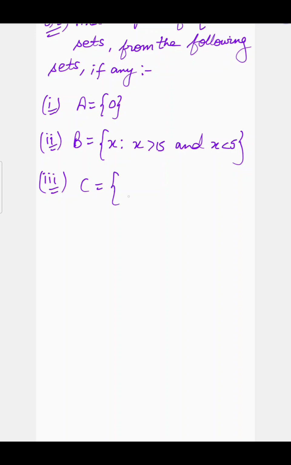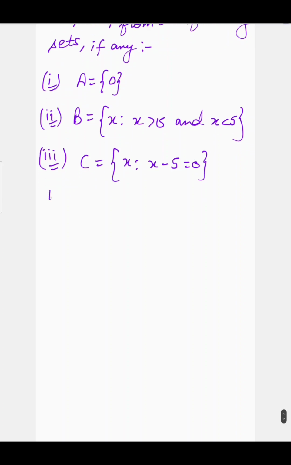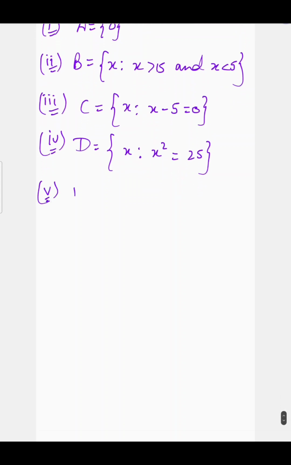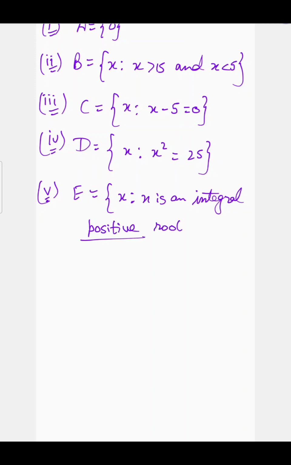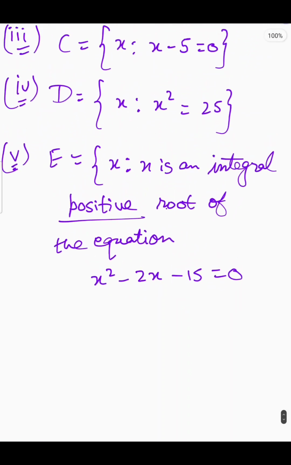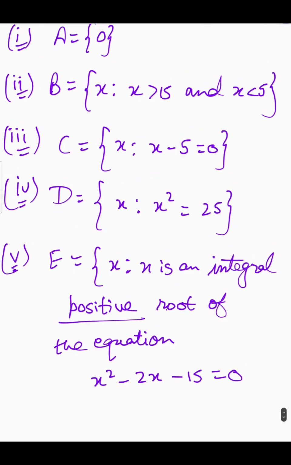3, C, the set of all x such that x minus 5 is equal to 0. 4, D, the set of all x such that x square is equal to 25. 5, E, the set of all x such that x is an integral positive root of the equation x square minus 2x minus 15 is equal to 0.